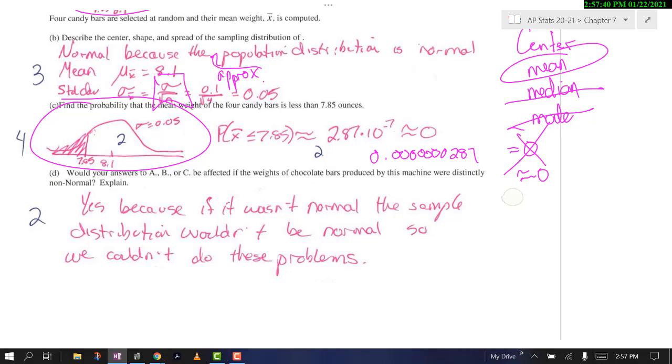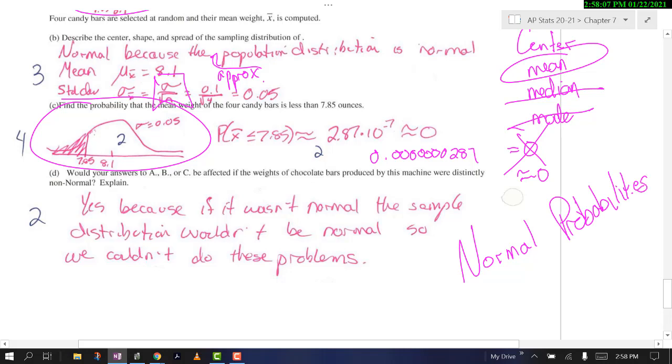Then letter D: would your answers to A, B, or C be affected if the weights of the chocolate bars produced by the machine were distinctly non-normal? Yes. Because if the population is not normal, the sampling distribution wouldn't be normal. So we couldn't do our normal CDF. We couldn't do any probabilities, because all we know are normal probabilities. We'll get to talk about 2 more different types of distributions. But that's what we're looking for.